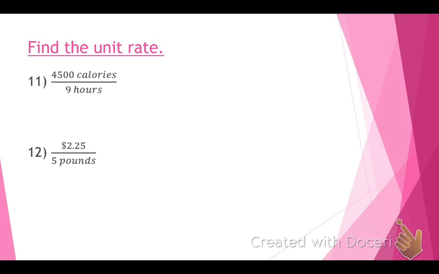All right, next up, finding the unit rate simply means you want the denominator to be a 1. JD, how do I do this one? Divide what? Okay, you have to divide by 9 on top and on bottom. And what do you get? You get 500 calories per hour. 500 calories per hour is correct.